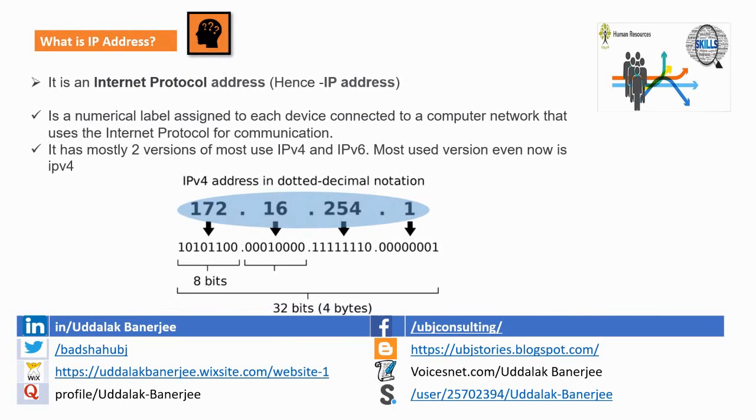So what is an IP address? This you must know before knowing how to get the IP address. An IP address is nothing but an Internet Protocol address. Internet's I, Protocol's P, brought together: IP address.